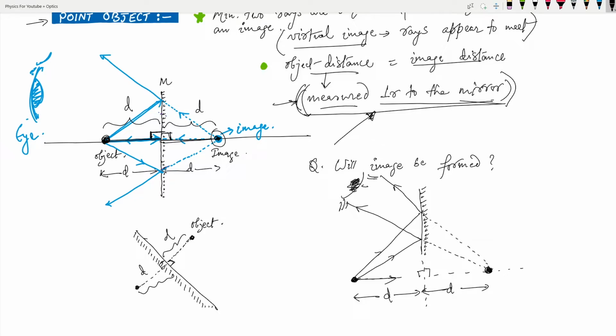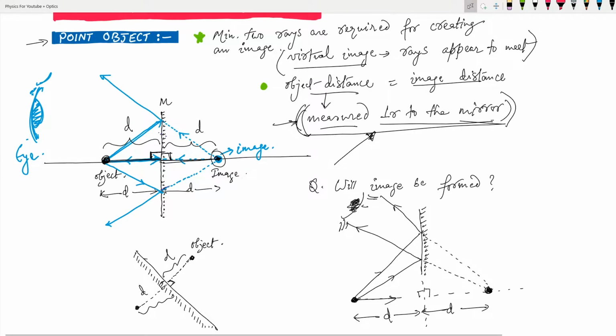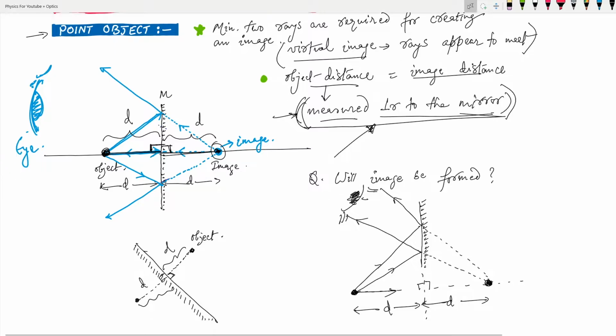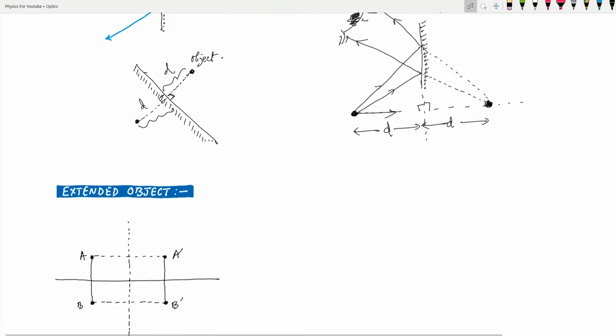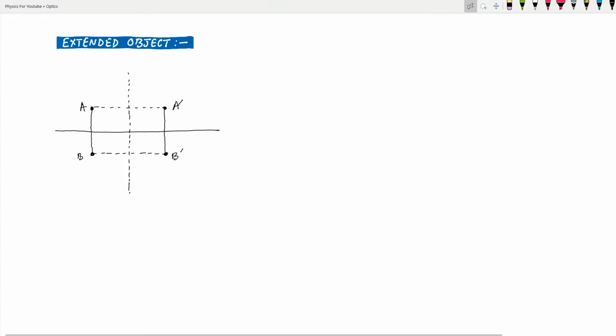Now let's move on to our next concept, that is the image formed by an extended object. It's not a point object but an extended object. So it's simple. Look at the diagram.